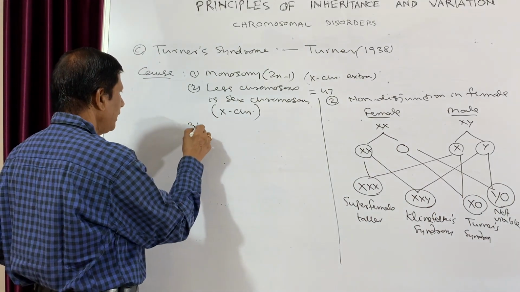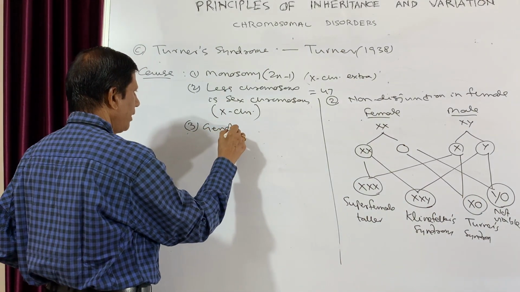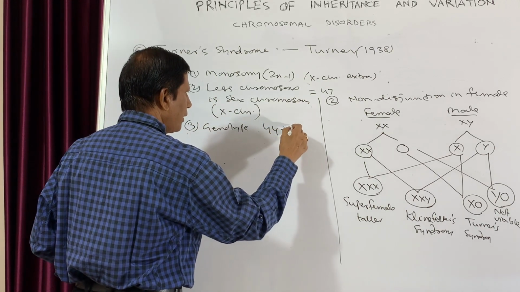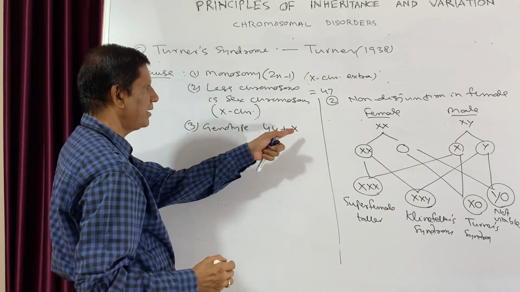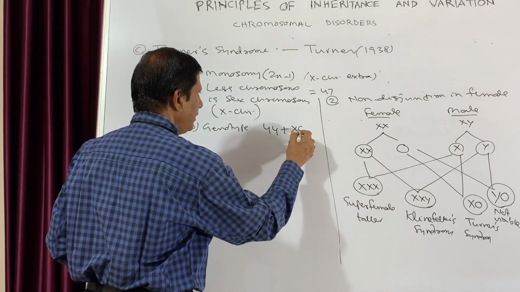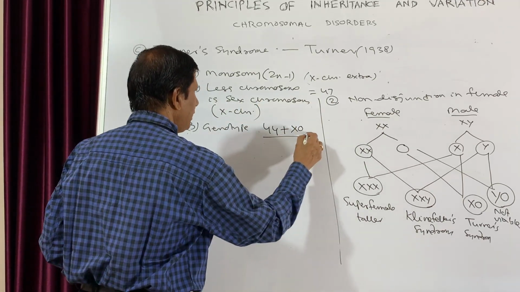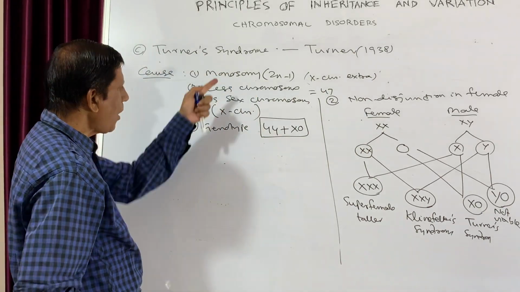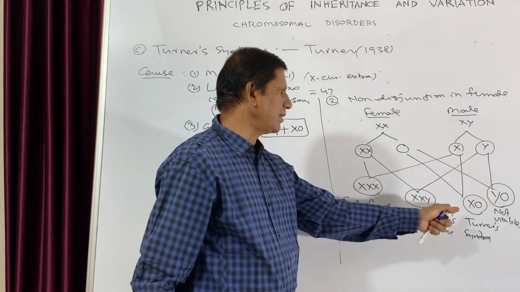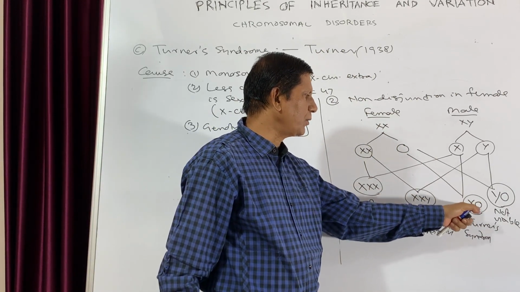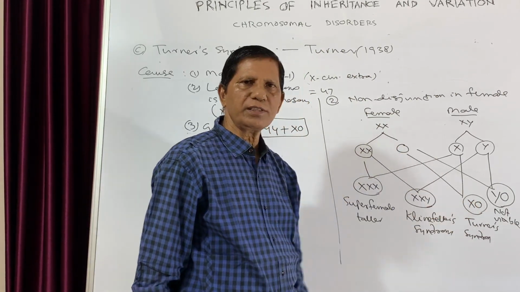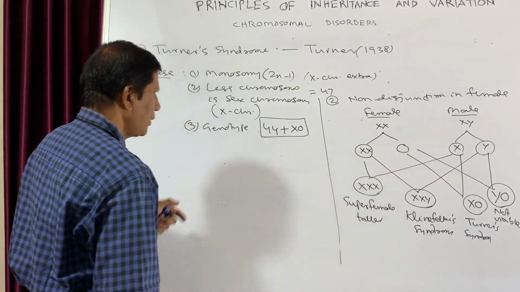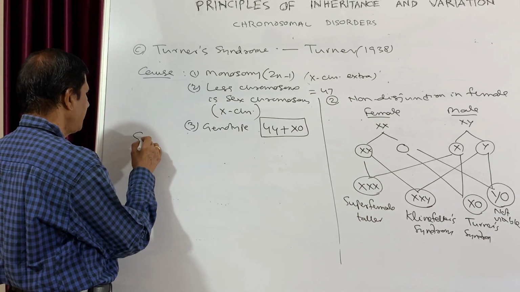That is why the genotype is 44 plus X, and the second X is not there. That means this is the genotype of the Turner syndrome. So how it arises? Already we have discussed how this XO is coming in Turner syndrome, due to non-disjunction either in the female side or in the male side. Now what are the different symptoms?